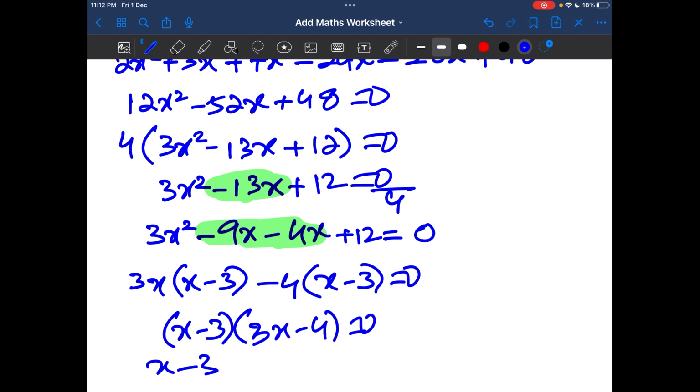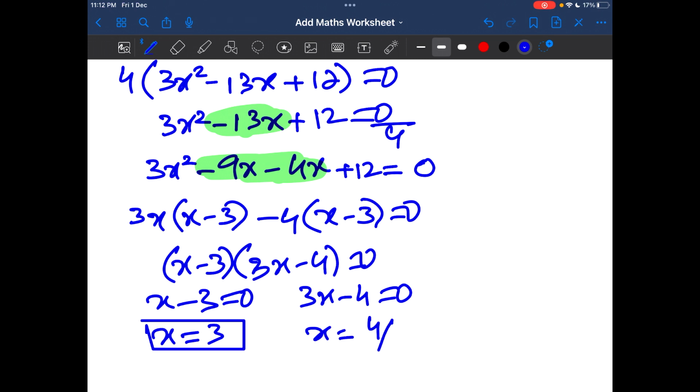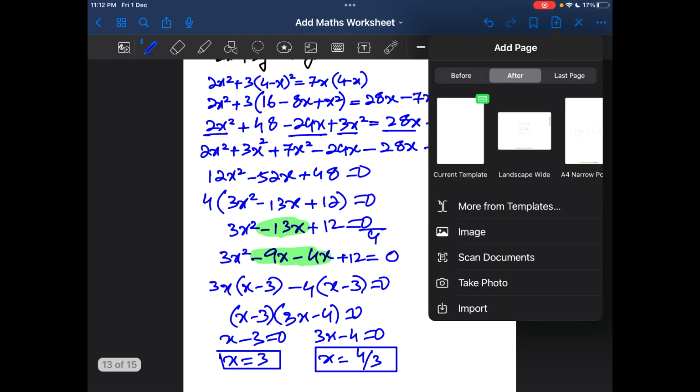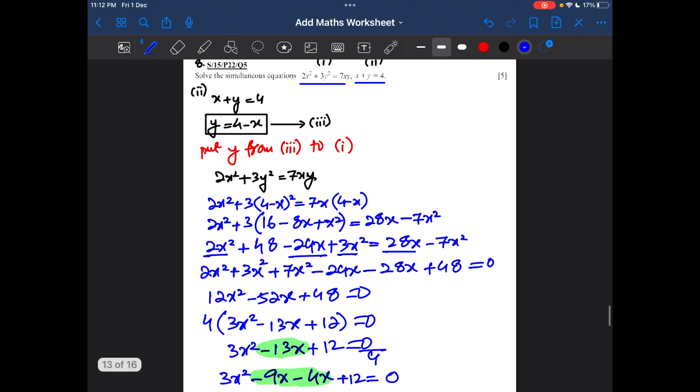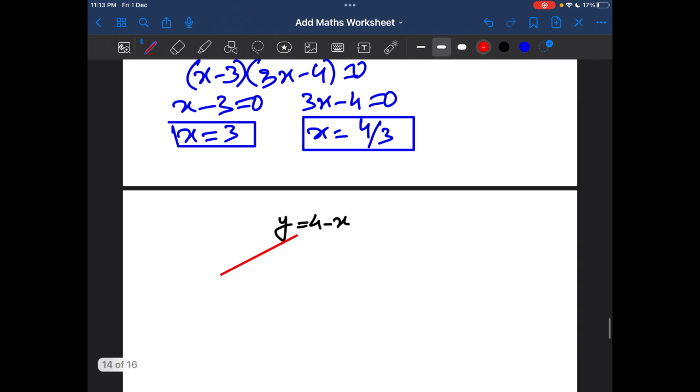I got x minus 3 equal to 0 and 3x minus 4 equal to 0. So you've got the value of x, which is 3. I got the value of x is equal to 4 by 3. Once I got the value of x, I'm going to find out the value of y. How I'm going to find out the value of y? I'm going to put this x value in the equation number 3 here. Let's just copy out this equation number 3. Put x equal to 3 here and then put x equal to 4 by 3 here.